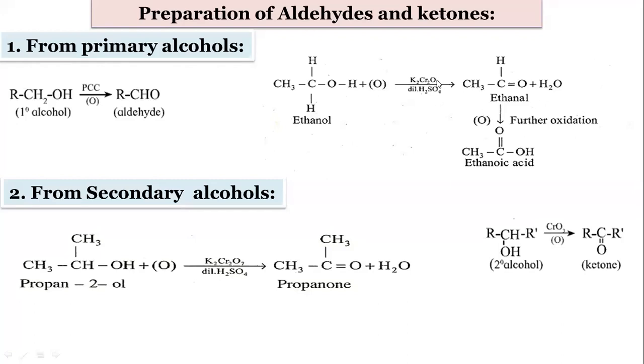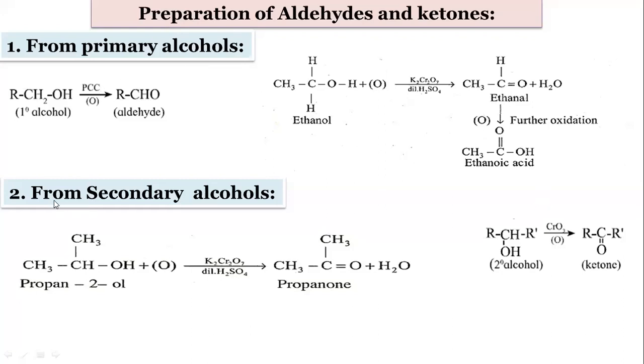What will happen if strong oxidizing agents are used? See, if strong oxidizing agents like HNO3, K2Cr2O7, KMnO4, Na2Cr2O7 are used, first we will get the aldehyde, and with further oxidation, we get the carboxylic acid. See, this is the effect of strong oxidizing agents. So, strong oxidizing agents should not be used for the preparation of aldehydes. We have to stop the reaction at the aldehyde stage only, so we have to use this PCC.